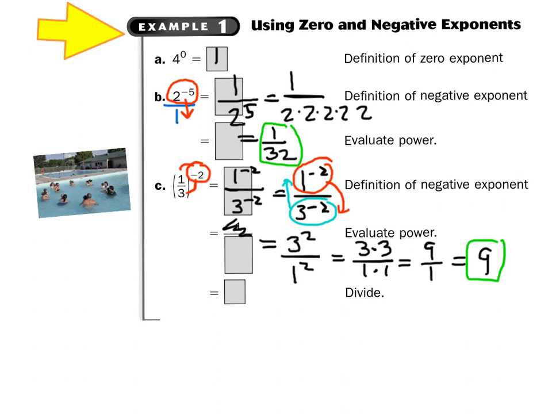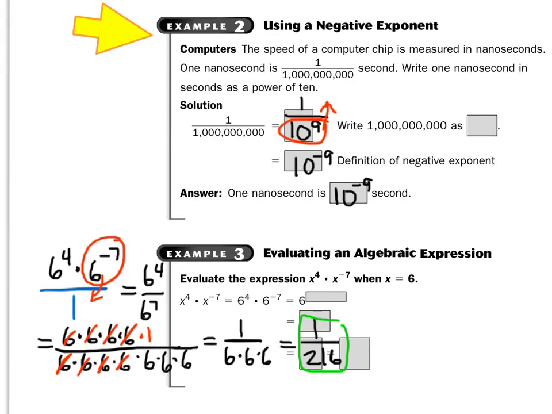So now it's 3 to the positive 2 power, this baby is happy, over 1 to the positive 2 power. This baby is happy. And so 3 times 3 on top makes 9. 1 times 1 on the bottom makes 1. 9 over 1 equals 9. Okay, so look at example 2 with me.